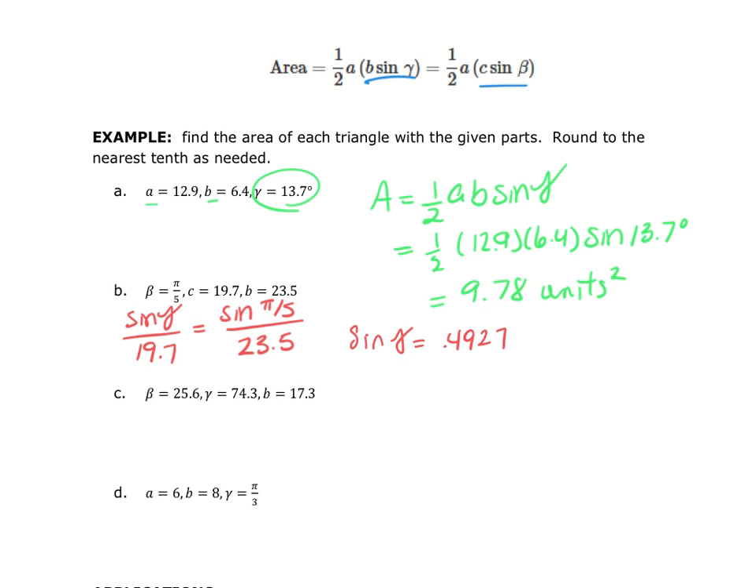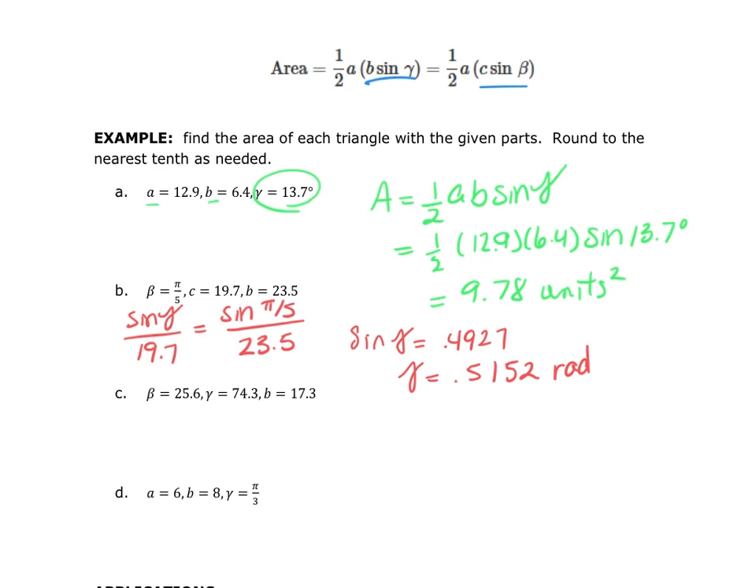So if you get the wrong answer, check your mode. So I'm going to do the sine inverse of that number. And my number gamma is going to be 0.5152 radians. I'm in radians now. I'm not in degrees, I'm in radians. That's why it seems so weird and small, because it's in radians. So it's some pi number divided by a number that is going to give me that 0.5152 radians.